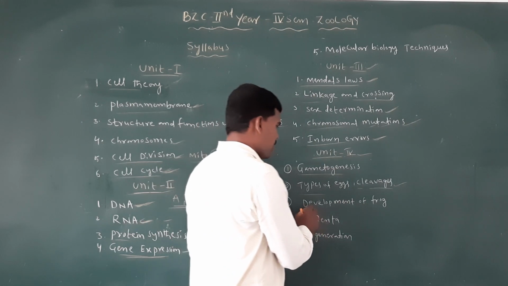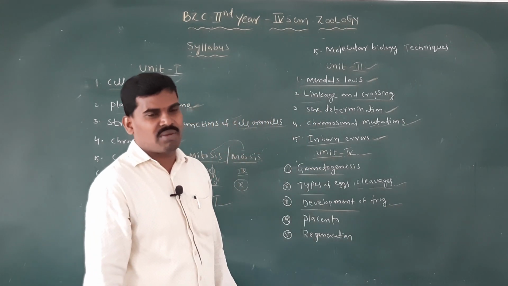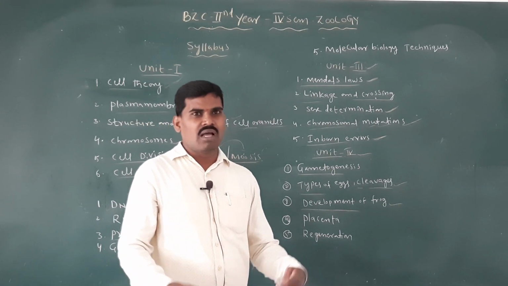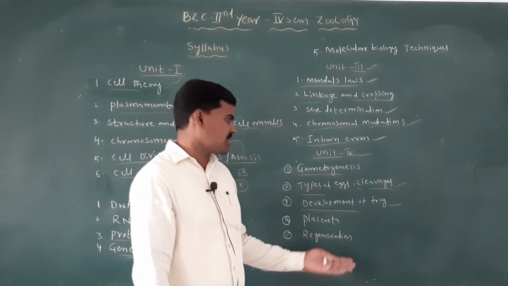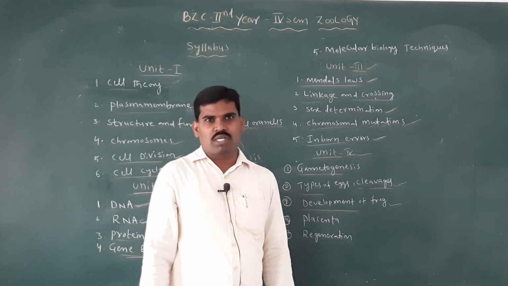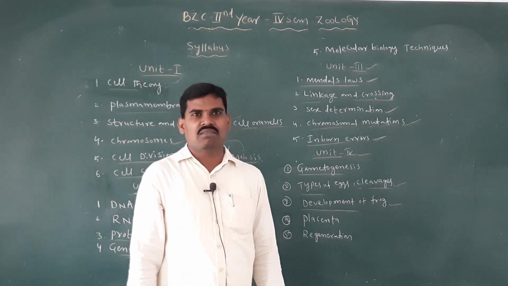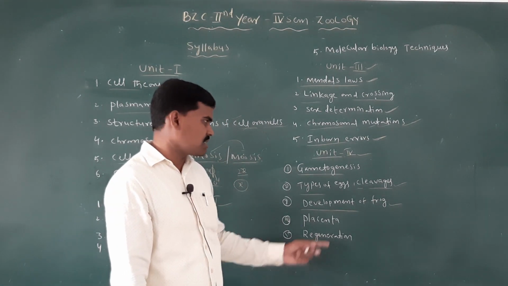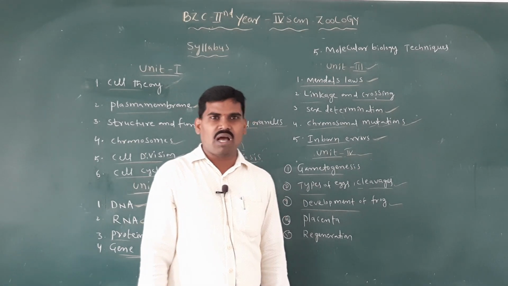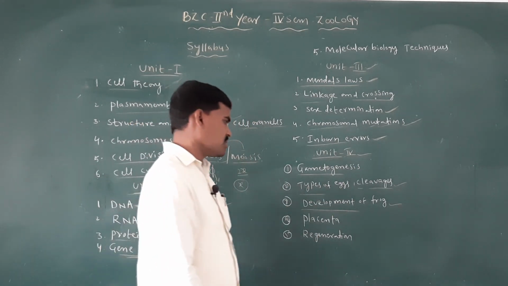Next, development of frog. First, fertilization: the male and female gametes fuse in the surrounding water. Frogs have external fertilization. Then the zygote is formed, then cleavages start: the first, second, third, fourth, fifth cleavages. Then the ball-like structures: morula, blastula, gastrula. Then the completely formed adult animal.